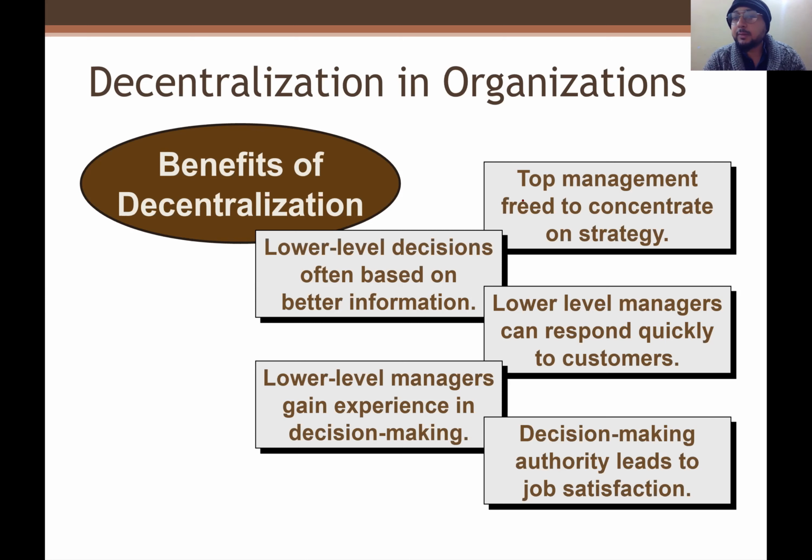So what are the benefits of decentralization? The top management is freed to concentrate on strategies. So there are corporate level strategies, middle level strategies, departmental level strategies. I just forgot that there are 3 strategies: business level, corporate level, and departmental level, right? So if everything is controlled by the management, then it takes too much time for them to decide, and there is too much burden on them.